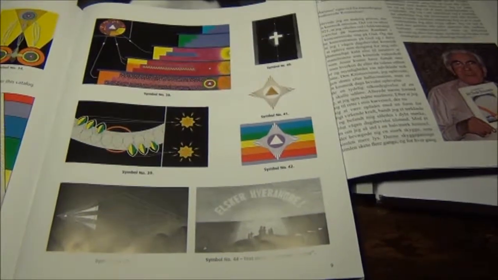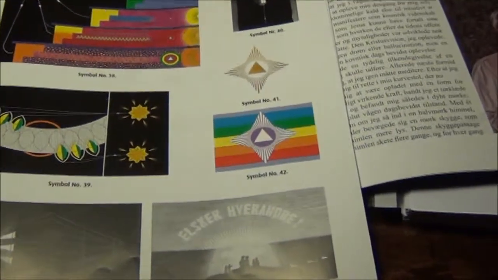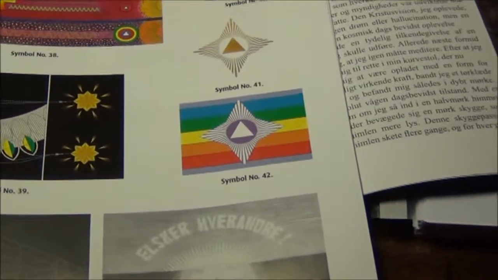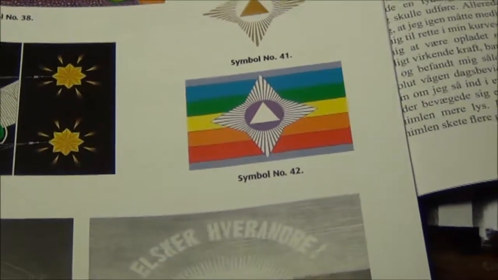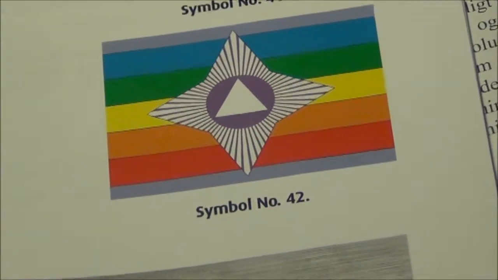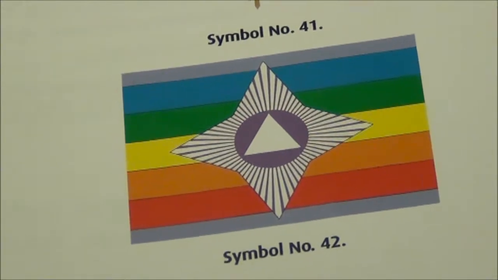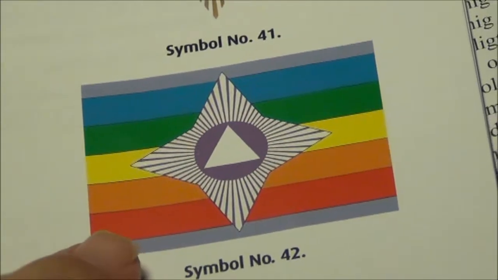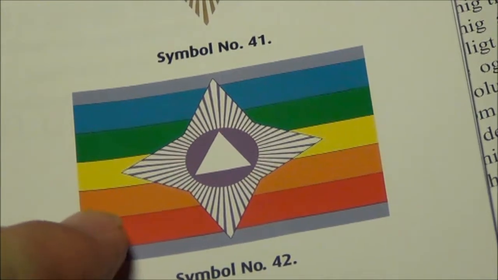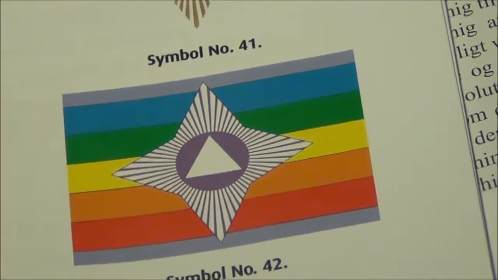Here's the flag that will be when all countries become one world. They will have this flag, symbol number 42, which again you can see the kingdoms, the plant kingdom, animal kingdom, real human kingdom, and so forth.